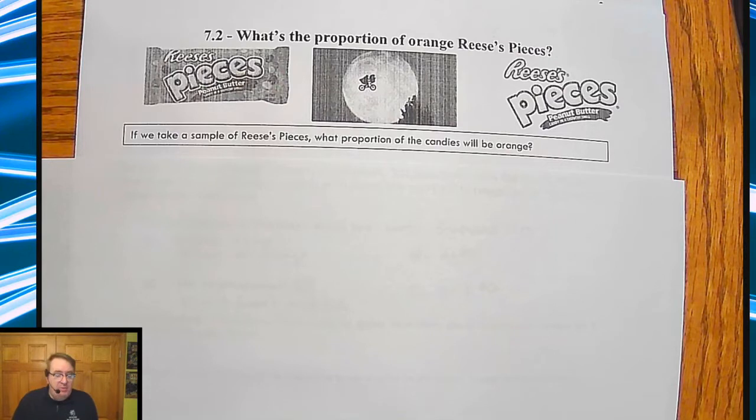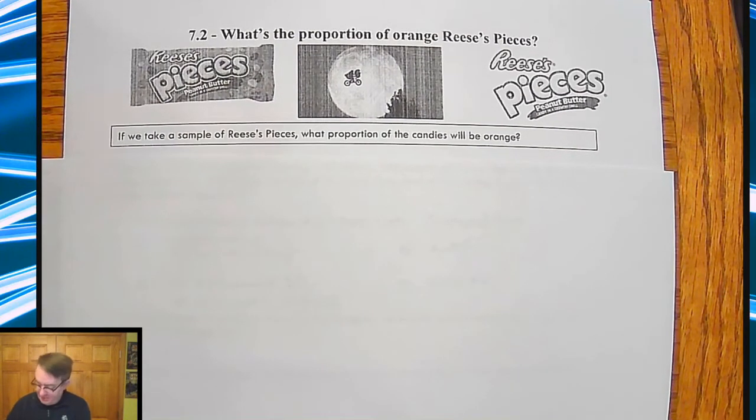A lot of what we do second semester involves food. This is one of them. We're going to talk about Reese's Pieces. Specifically, if you take a sample of Reese's Pieces, how many of them would be orange? And so you're like, well, how hard could that be? Well, if we're going to be systematic, it gets a little bit more complicated.